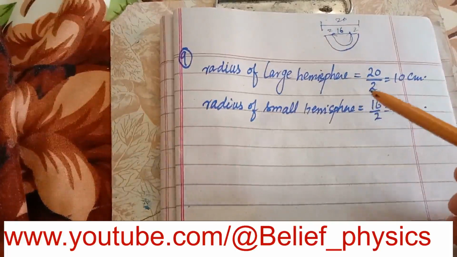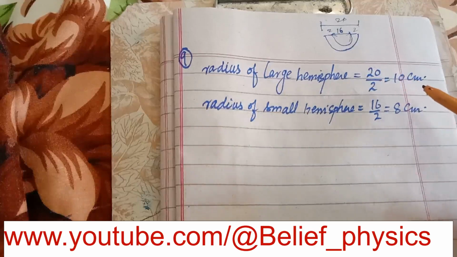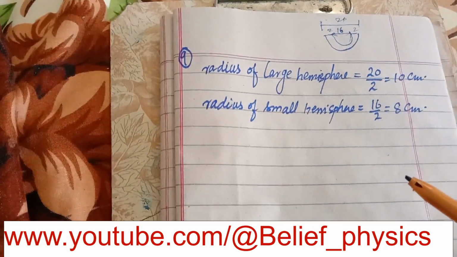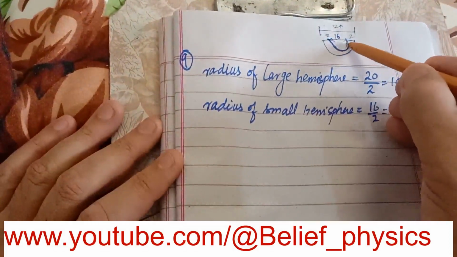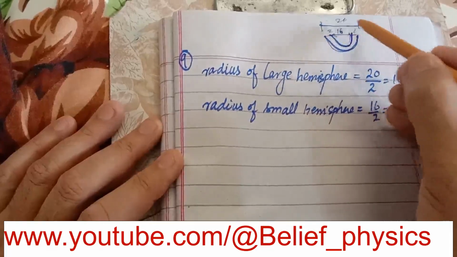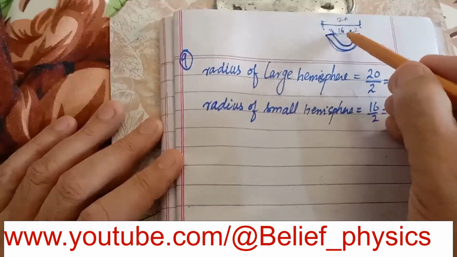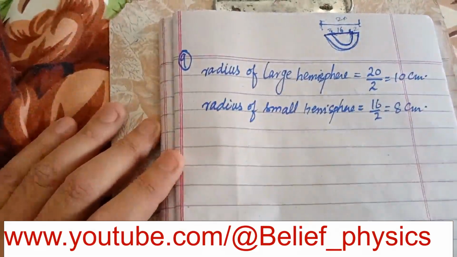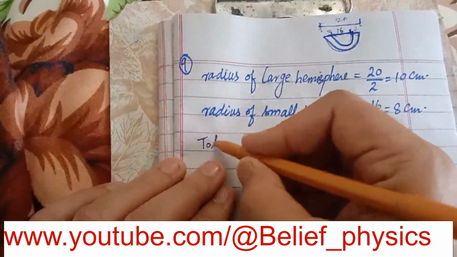The radius of the large hemisphere is equal to 20 over 2, because 20 is the diameter, so it is 10 centimeters. Now we have to find the total surface area, so we need the radius of the inner, small hemisphere. Look here, this is 20, with a 2 centimeter rim from here and a 2 centimeter rim from here, so this will be 20 minus 4, 16. So the diameter of the inner hemisphere will be 16, so its radius will be 16 over 2, which is equal to 8 centimeters.